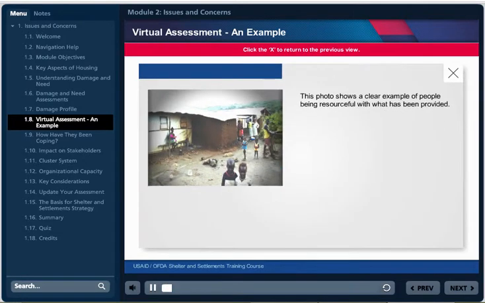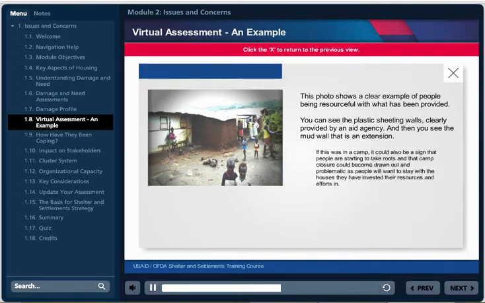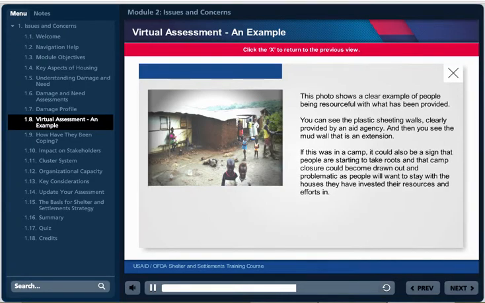This photo shows a clear example of people being resourceful with what has been provided. You can see the plastic sheeting walls, clearly provided by an aid agency. And then you see the mud wall that is an extension. If this was in a camp, it could also be a sign that people are starting to take root and that camp closure could become drawn out and problematic, as people will want to stay with the houses they have invested their resources and efforts in.